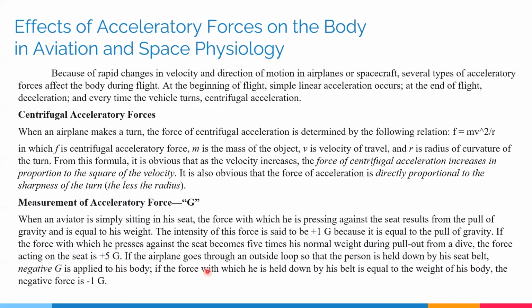If an aeroplane goes through an outside loop so that the person is held down by his seatbelt, negative G is applied to his body. If the force with which he is held down is equal to the weight of his body, the negative force applied on his body is obviously minus 1G.